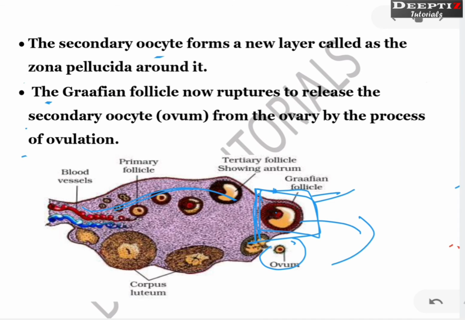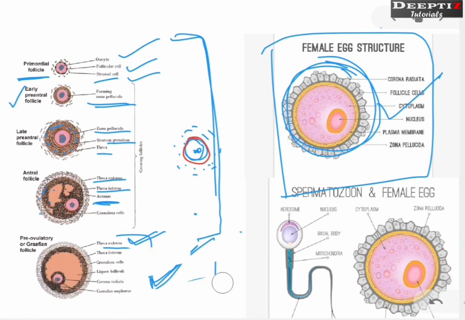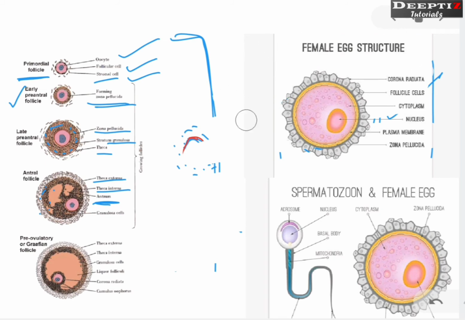From the graafian follicle, this ovum or egg, the secondary oocyte, is going to be released, and that structure is this one. This is the graafian follicle. Within that there is the secondary oocyte or ovum, and this is that secondary oocyte alone. Are you able to understand? So if the question is to draw the diagram of a mature graafian follicle, you have to use this diagram.